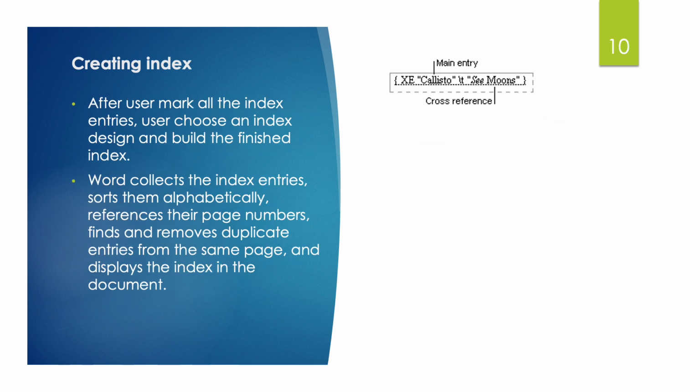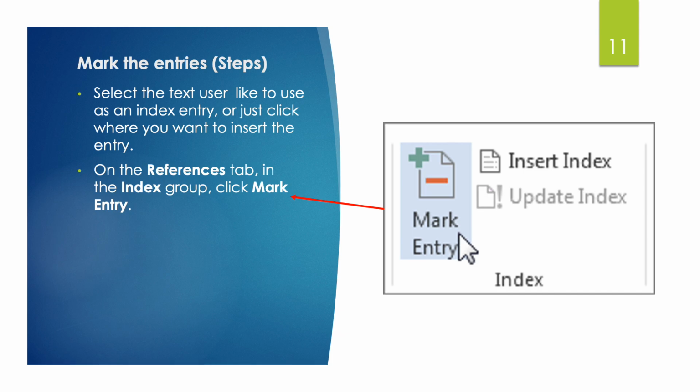After the user has marked all the index entries, the user would choose an index design and build the finished index. Word collects the index entries, sorts them alphabetically, references their page numbers, finds and removes duplicate entries from the same page, and then displays the index in the document. So to mark the entries, here are the steps. First, select the text the user would like to use as an index entry, or just click where you want to insert the entry. Then on the References tab in the Index group, click Mark Entry.